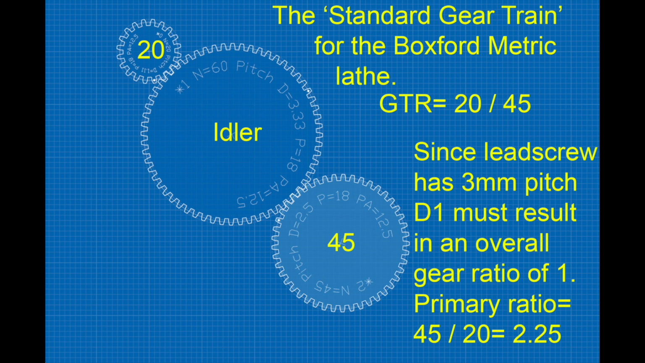So the primary ratio of the gearbox must be 45/20, since the gear train is 20/45. So one must be the inverse of the other, so that all the numbers cancel out, and when we multiply the gear train ratio by the primary ratio of the gearbox, we end up with a ratio of 1, which is what we need to produce a 3 millimeter thread. So the primary ratio is 2.25.